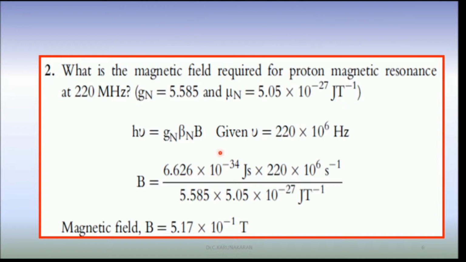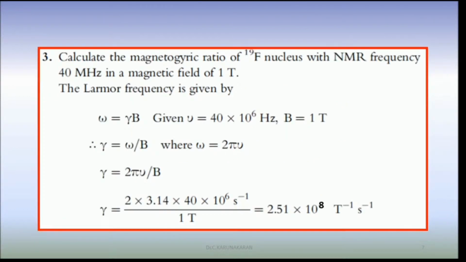Similar to the previous problem. In this problem, based on the Larmor frequency, they have asked: calculate the gyromagnetic ratio of the fluorine-19 nucleus with the NMR frequency in a magnetic field of 1 Tesla. According to Larmor frequency, you know the Larmor frequency is directly proportional to the applied field strength, omega equal to gamma B, where gamma is the proportionality constant. Therefore, gamma equal to omega by B. You know omega equal to 2 pi nu. We have studied previously. On substituting, we will get this answer.